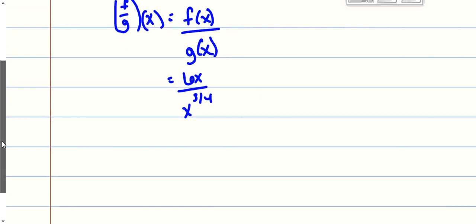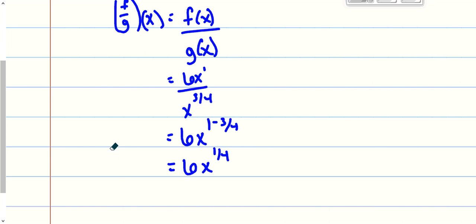Now, remember, when you're dividing bases, you are subtracting exponents. So if that x on the top has a 1, then I can rewrite that as 6 times x to the 1 minus 3 over 4 because I subtract my exponent. 1 minus 3/4 is going to leave me with 6x to the 1/4. So we have f divided by g of x is 6x to the 1/4.